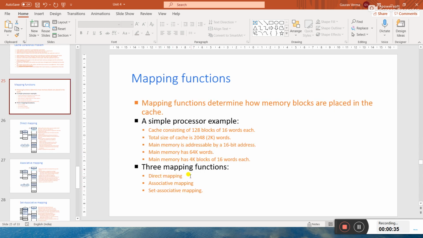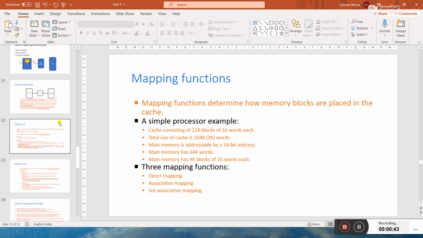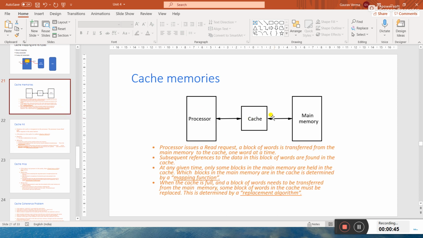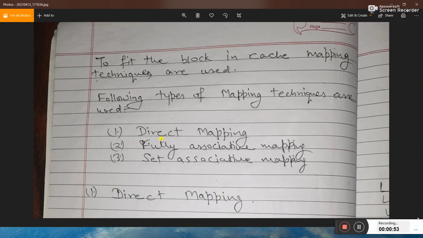Yes, so there are three types of mapping: direct mapping, associative mapping, and set associative mapping. Another thing we have already discussed is that we have a cache memory, and the data needs to be transferred to this cache from the main memory. So now let's discuss how it happens. Whenever we feed the cache with the data available in the main memory, these techniques are known as mapping techniques. There are three techniques: direct mapping, fully associative mapping, and set associative mapping.